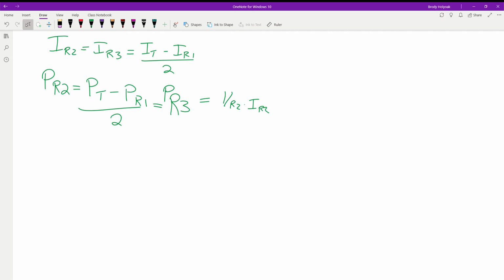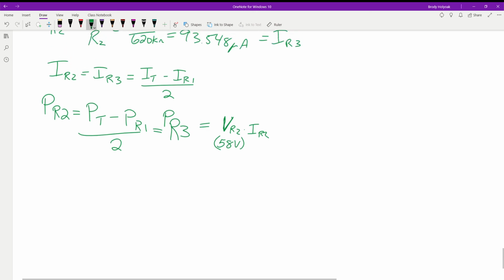If that's the case, how much voltage do we have across that resistor, Simon? 58 volts. And how much current do we have going through that resistor, R2?